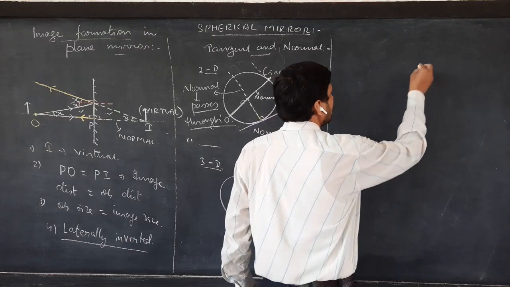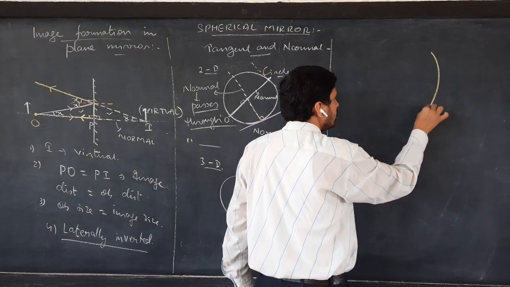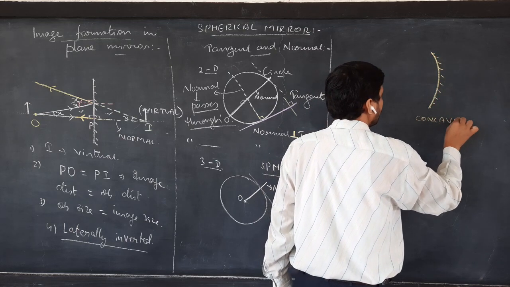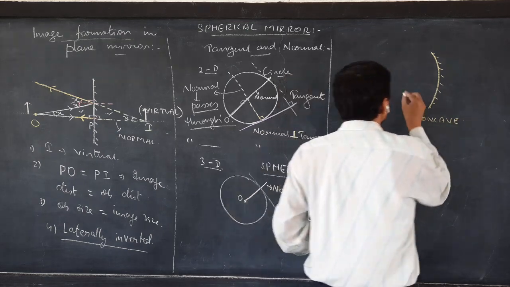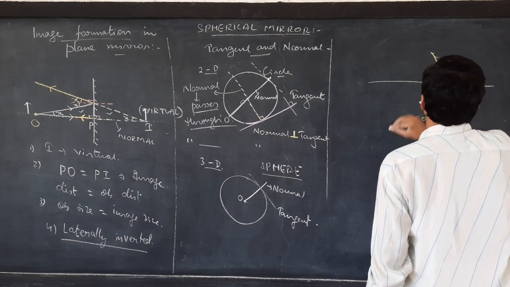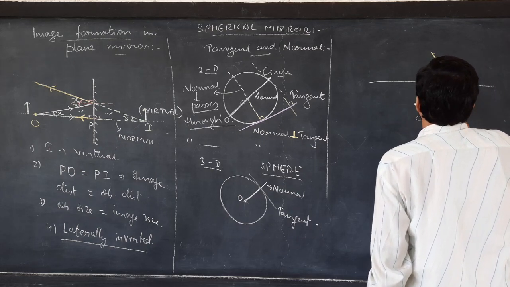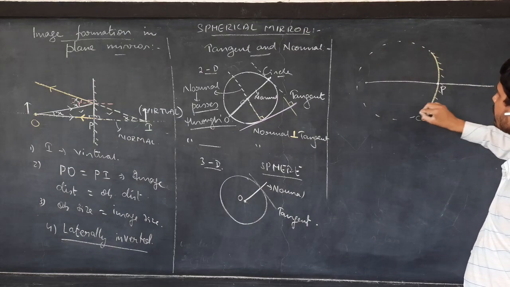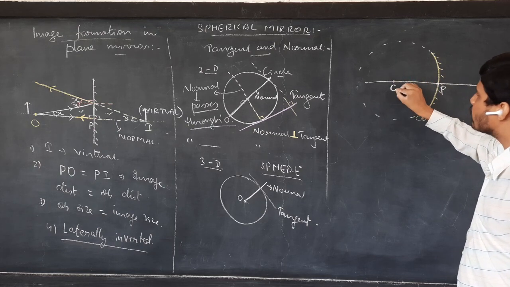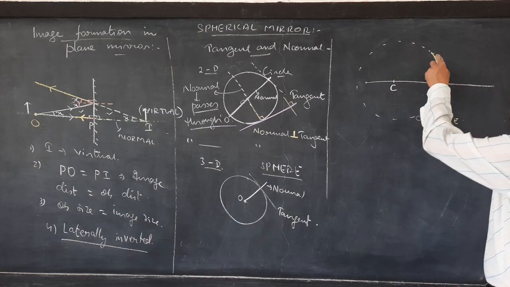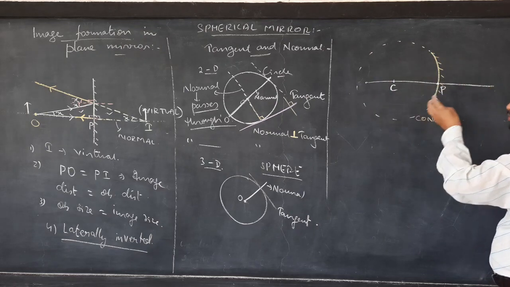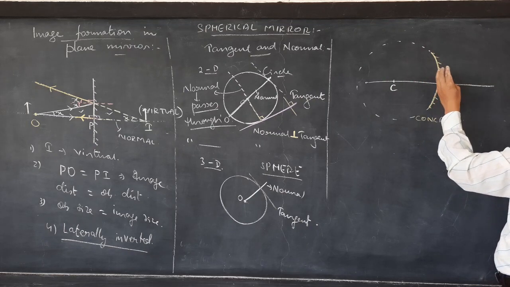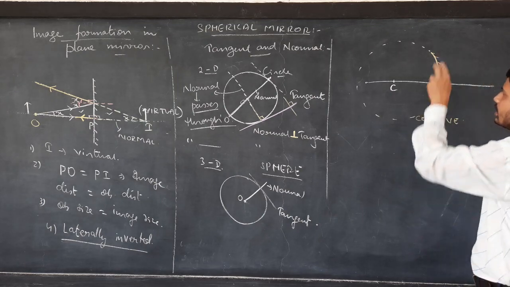So suppose, let me draw a concave mirror here. So you understand this is a concave mirror. You must be knowing this point, the center of the mirror, is called the pole. Pole we represent as P. And this is the normal. See, if you complete this, you will get a sphere. This is the center. That center we denote by C. So this concave mirror is a part of the complete sphere. From this sphere, we have cut out a small portion and we have polished it.